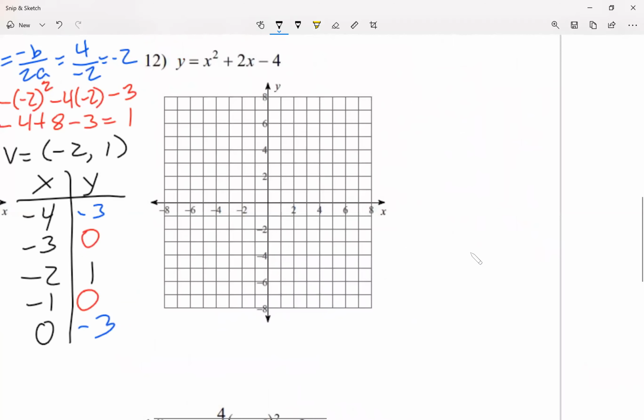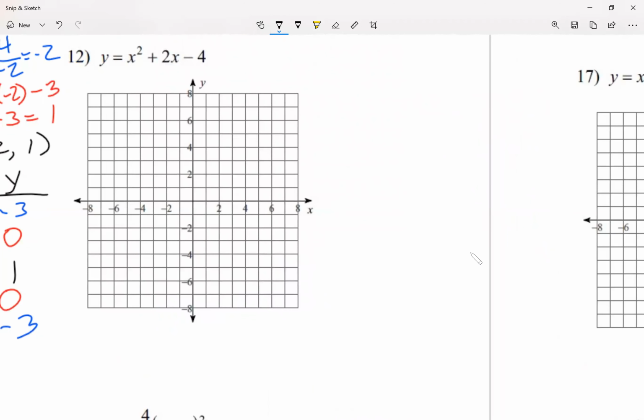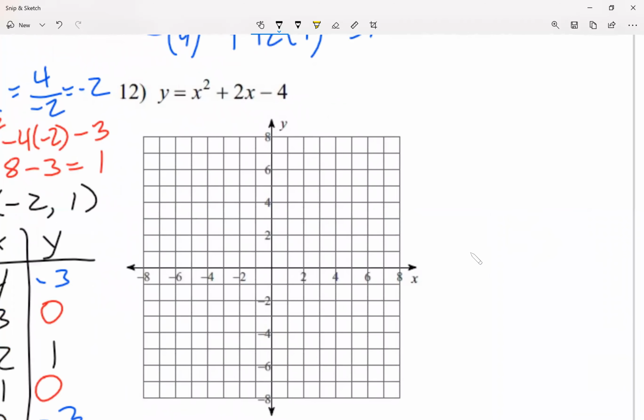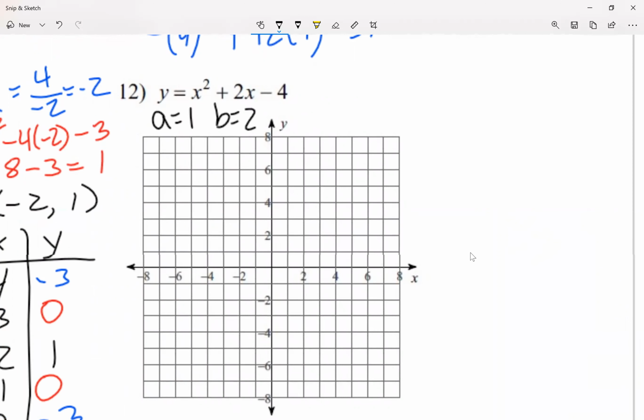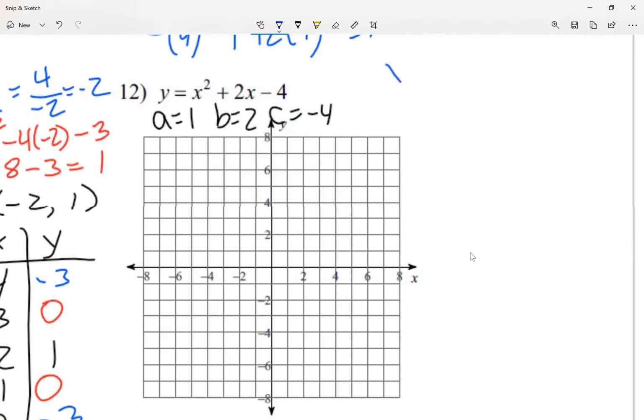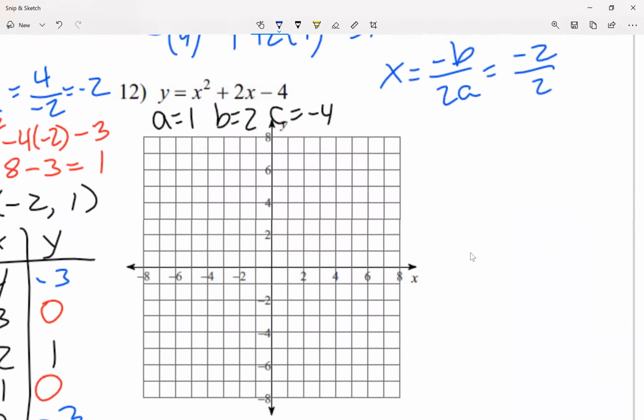All right, one last example. Let's take a look. Let me zoom in here. Okay, there. So question number 12. My A value is +1, so I expect this to open up. My B value is +2, and my C value is -4. For the X value of my vertex, I remember negative B over 2 times A. So -2 over 2. -2 divided by 2 is -1.